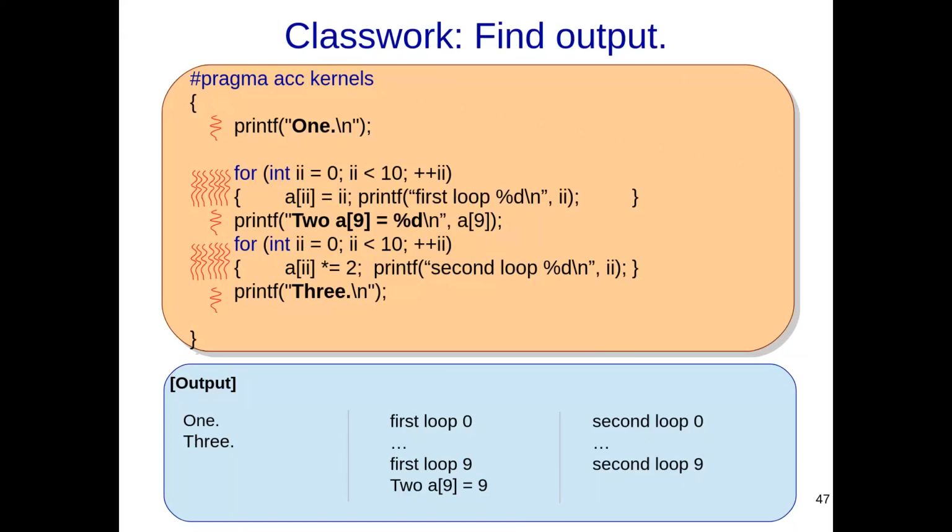Printf 3 doesn't have any dependence on any of these, and therefore the compiler has probably given it to the CPU. So 3 is going to get printed after 1, although you will see the output as 1, 3 followed by these. 3 can potentially be in parallel with any of these printings from the GPU.